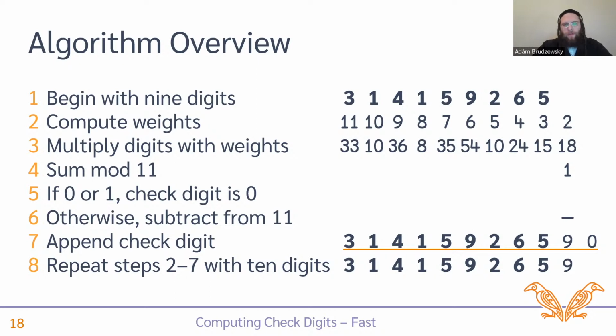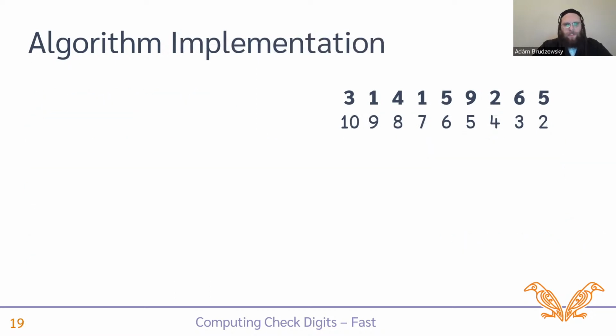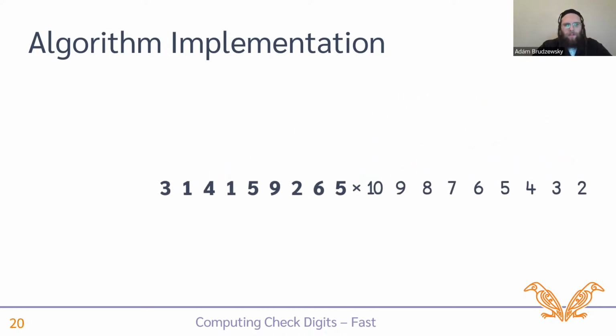Okay, this is how it's described, but let's go on to the actual implementation. So we start off with the digits from the CPF number, the data digits, and the weights. Multiply them together, sum that up, 11 residue on that, and then let's give that a name. We'll call it t. This is where the branching happens. So if t is less than or equal to 1, that is, if it's 0 or 1, then the check digit is 0. Otherwise, we subtract it from 11.